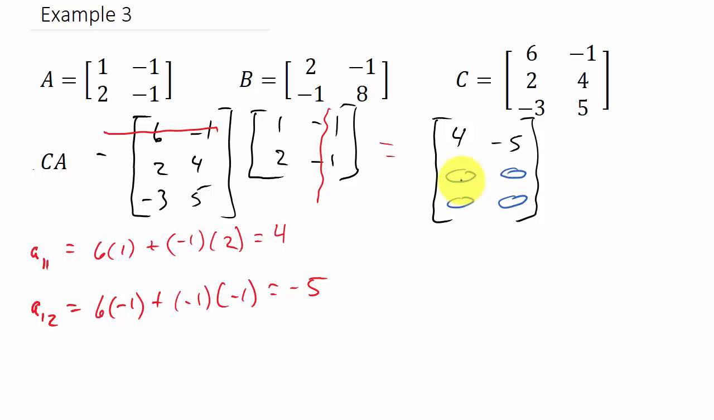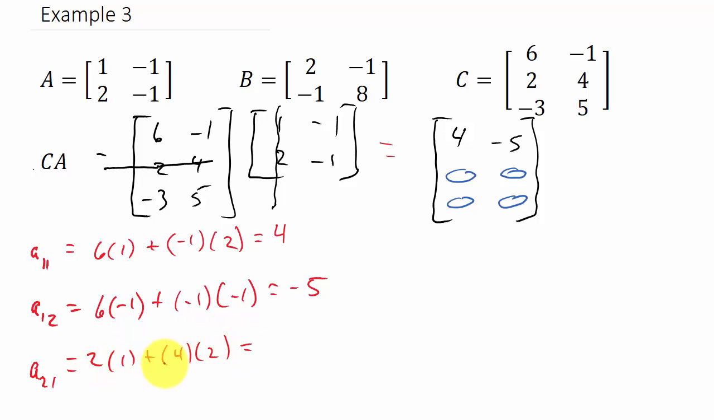Alright, now I need second row, first column. So I'm going to multiply the second row times the first column. Alright, second row, first column. So 2 times 1 plus 4 times 2. So that's 2 plus 8 is 10.